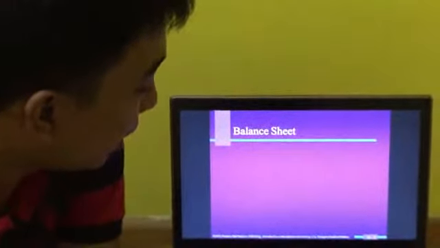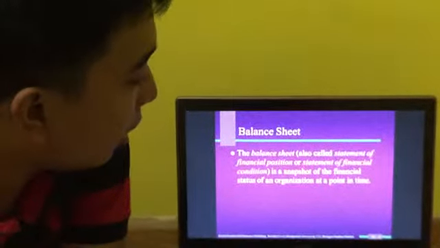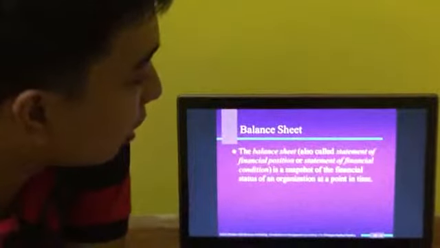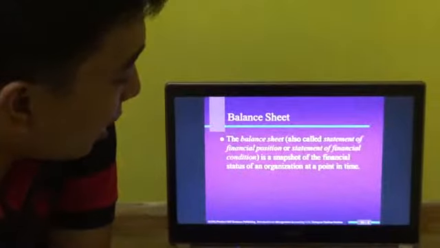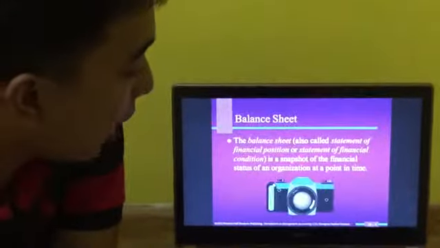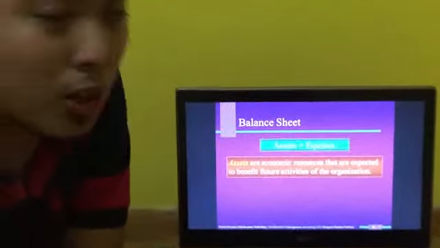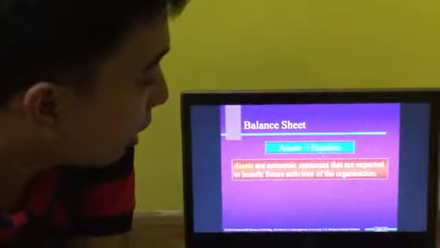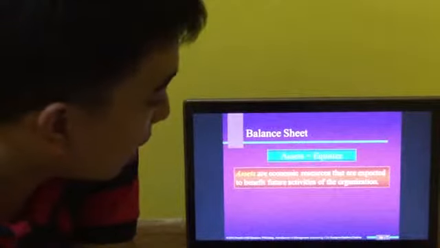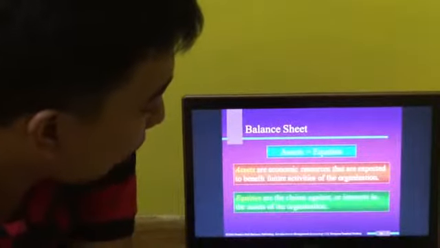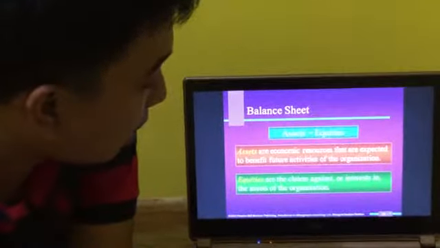And now, the balance sheet. This is one financial statement. The balance sheet is also known as the statement of financial position or statement of financial condition. It is a snapshot of the financial status of an organization at a point in time. Next, assets equal equities. Assets are economic resources that are expected to benefit future activities of the organization. Then equities. Equities are the claims against or interest in the assets of the organization.